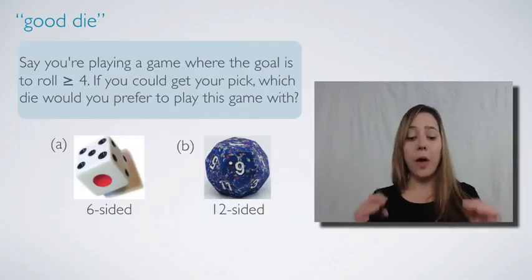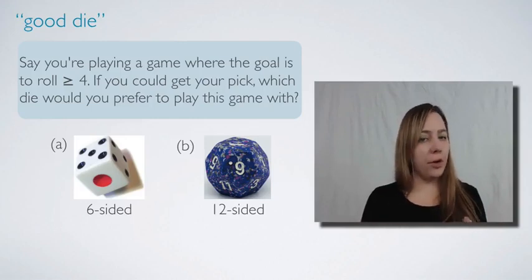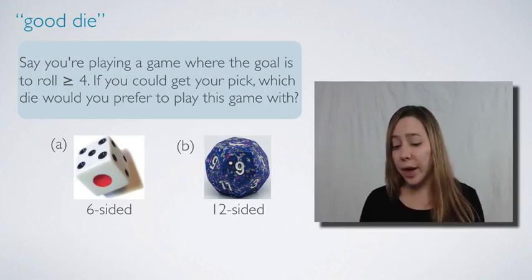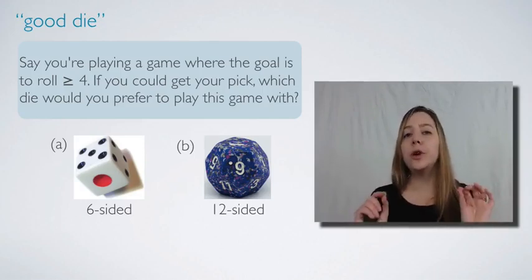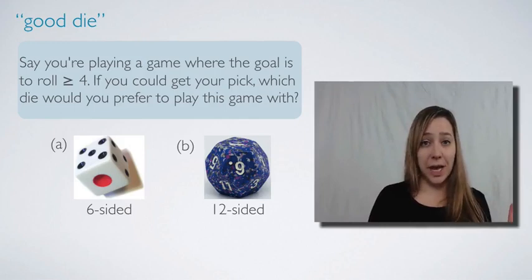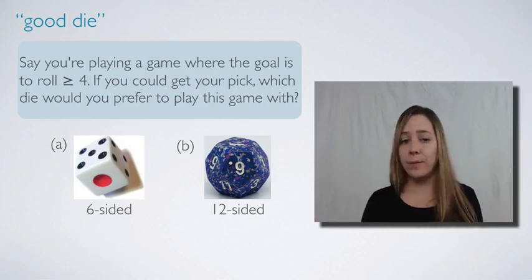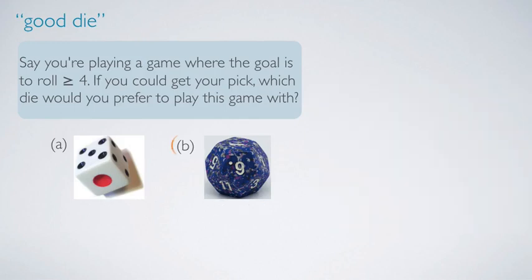Say you're playing a game where the goal is to roll a number greater than or equal to 4, like the one we're playing right now. If you could get your pick, which die would you prefer to play this game with? The 6-sided or the 12-sided die? Hopefully, your answer is a 12-sided die. Remember, we already worked through the probabilities here. The probability of rolling a number greater than or equal to 4 is much higher, 75% compared to the 50%, with the 12-sided die. So what we're going to call this die is the good die.